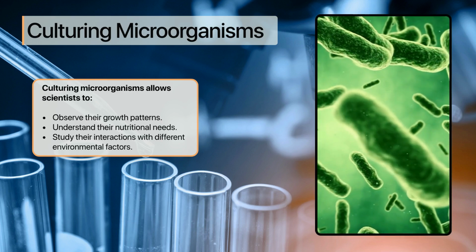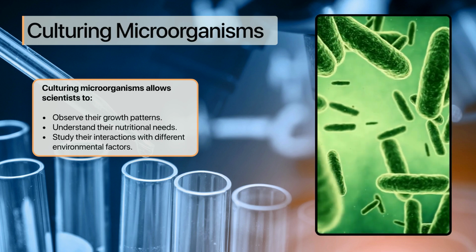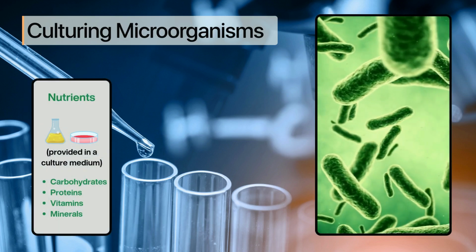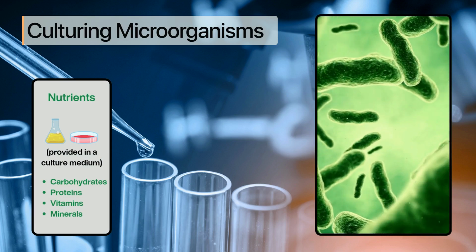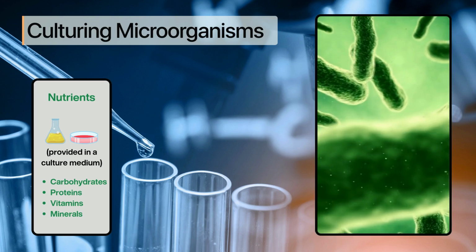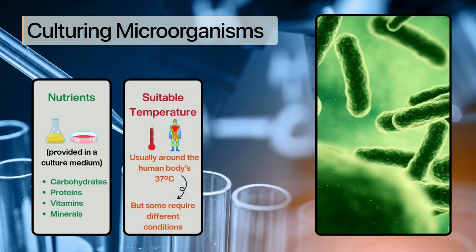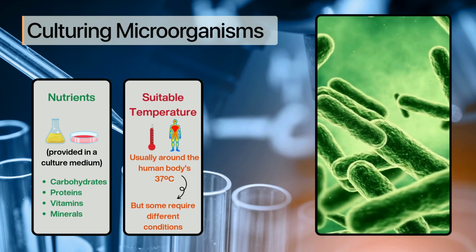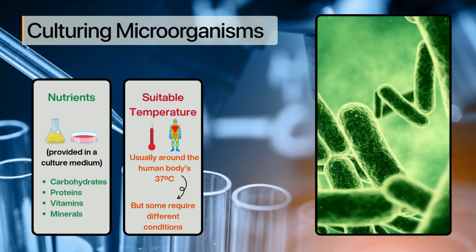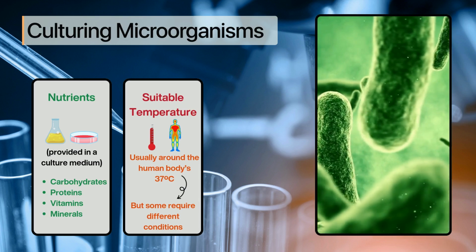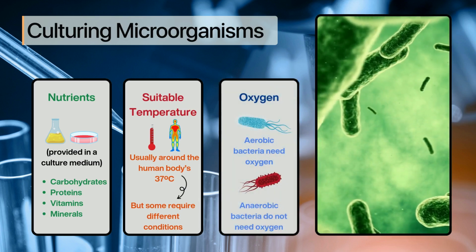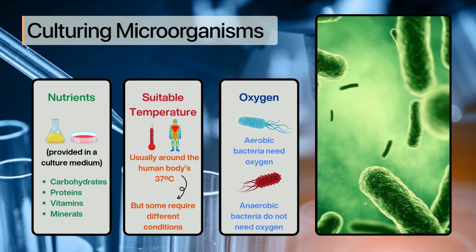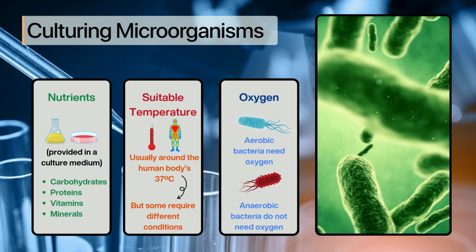Before we look at the techniques, it's important to understand what bacteria need to grow. Firstly, bacteria require nutrients. These nutrients are provided in a culture medium and include carbohydrates for energy, proteins, vitamins, and minerals. Secondly, bacteria must grow at a suitable temperature. Most bacteria grow best at temperatures similar to those of the human body at around 37 degrees Celsius, but some may require different conditions. Finally, bacteria sometimes need oxygen to grow. This type of bacteria is called aerobic bacteria. However, some bacteria do not need oxygen to grow, and these are called anaerobic bacteria.